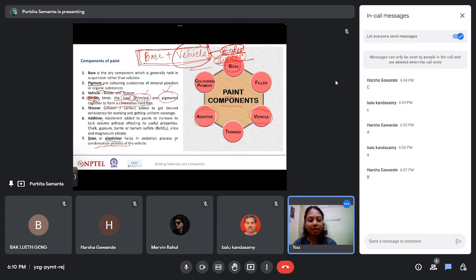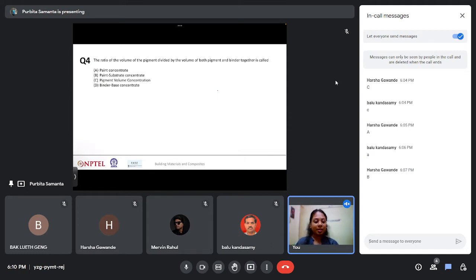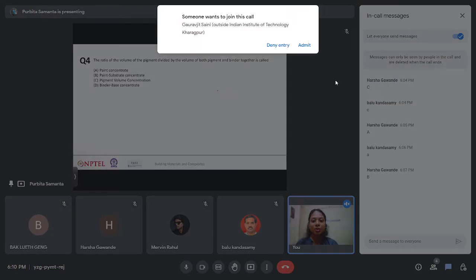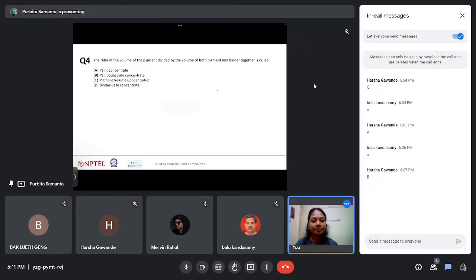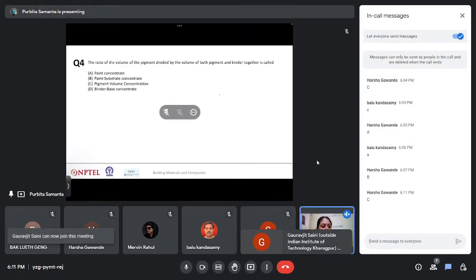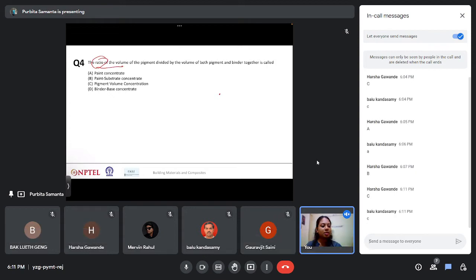Now coming to my next question. The question is about the ratio of the volume of the pigment divided by the volume of both pigment and binder together, which is called. By now you all know what is pigment, you all know what is binder. So now you all have to just answer what this ratio is known as. Okay, I got one answer, that is okay. Balu also says option C. Any more answer from anybody else?